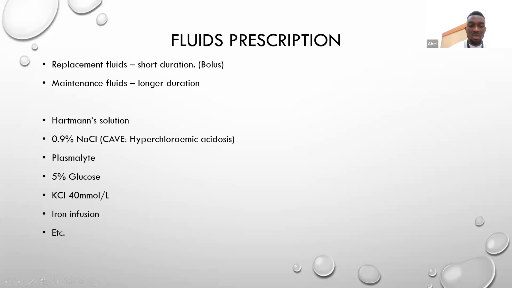Examples of fluids that we prescribe are Hartmann's solution, 0.9% sodium chloride, Plasma-Lyte, 5% glucose, 40 millimole per liter KCl, iron infusion. That's in a different category, actually, but yeah, that's another thing that we prescribe. That again needs, at least for my trust, a paper prescription. So you prescribe it on EPMA and on paper as well.